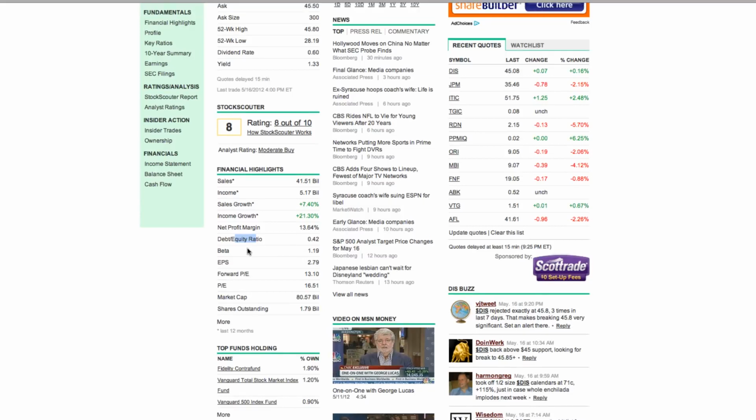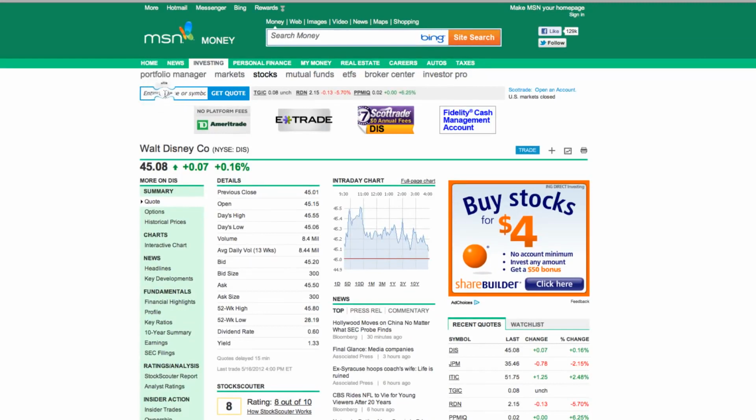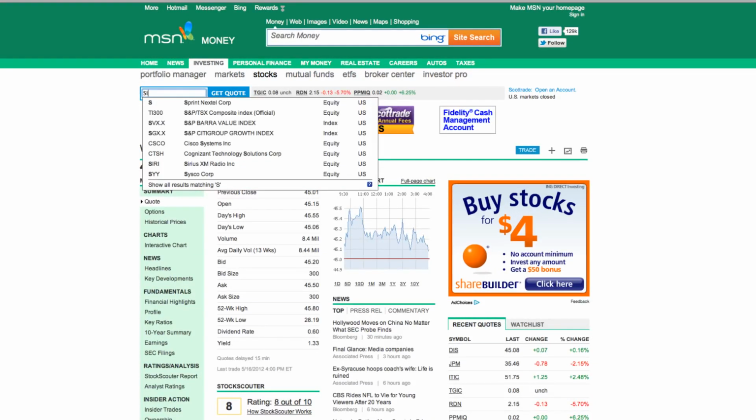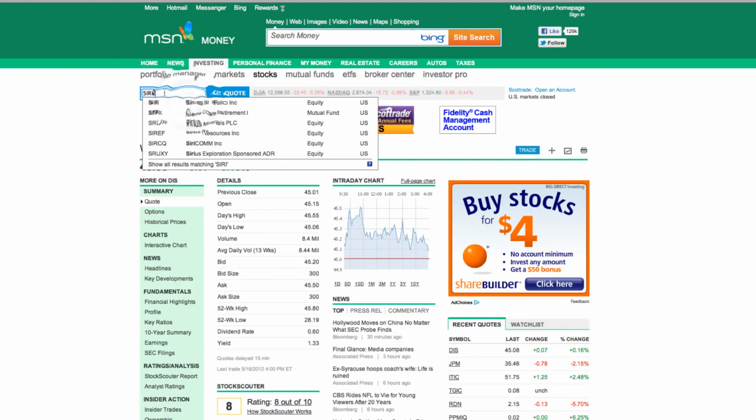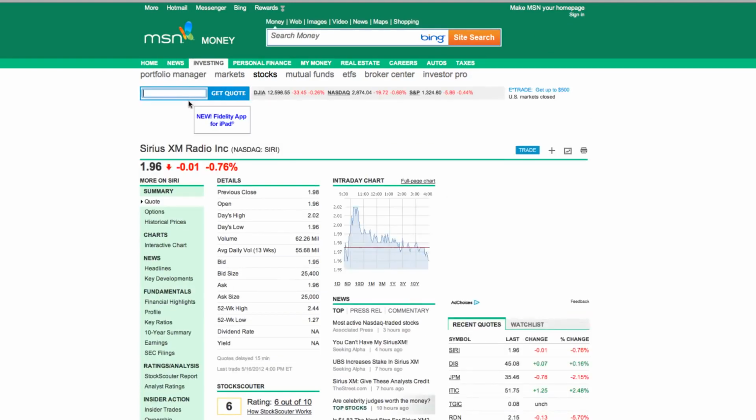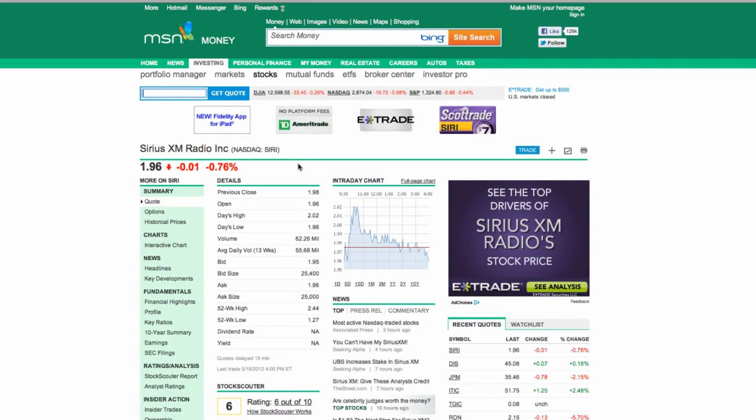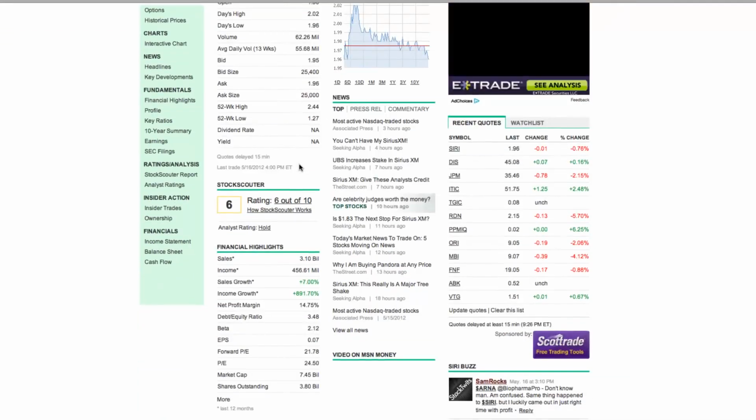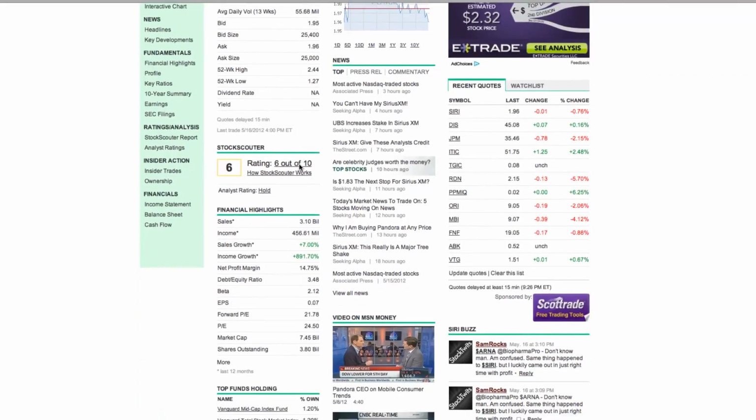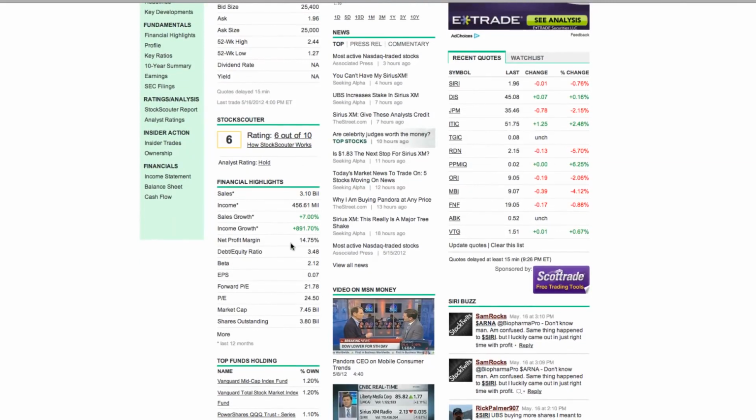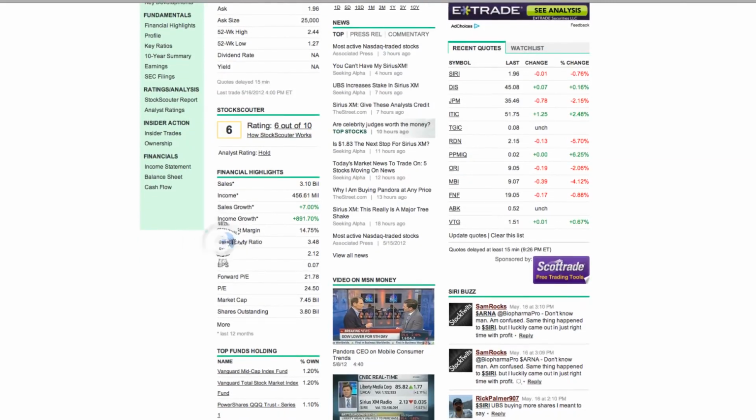So let's go ahead and look at Sirius satellite radio. In order to do that, we're just going to go up to the top. We're going to type in SIRI, which is the ticker for Sirius, and bring them up, and let's look at their debt to equity ratio. Okay, so we just scroll down like we did for Disney, and we get down to the debt to equity ratio, which you can see is right here.